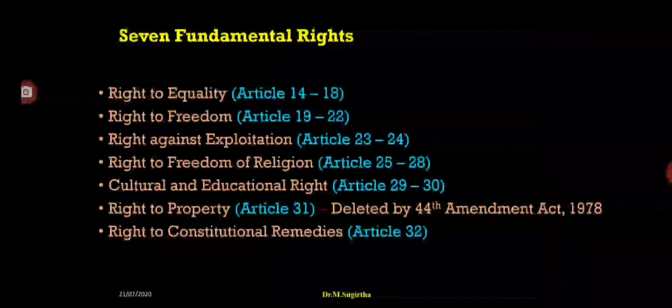However, the right to property was deleted from the list of fundamental rights by the 44th Amendment Act of 1978. It is made a legal right under Article 300A in Part 12 of the Constitution. So, at present, there are only 6 fundamental rights except right to property. Now we are going to see the features of fundamental rights.